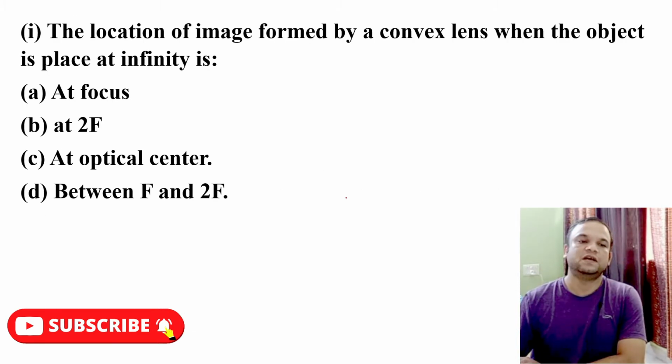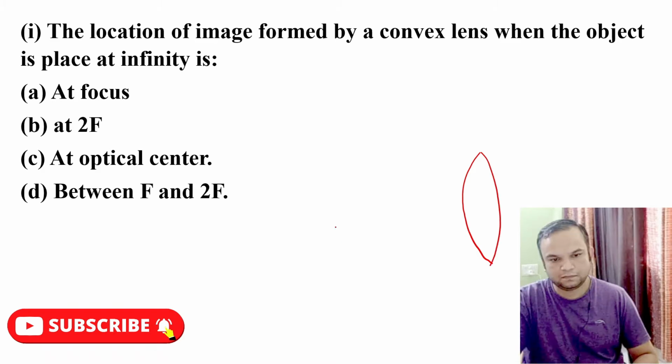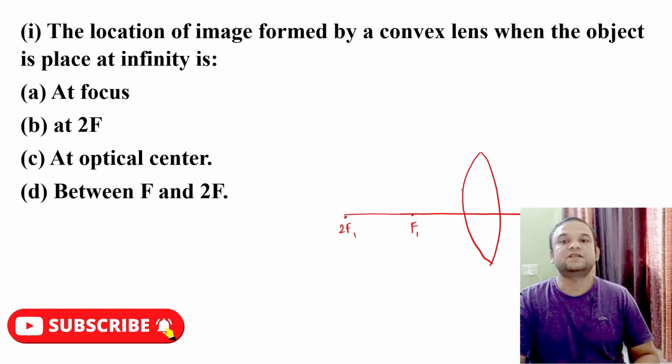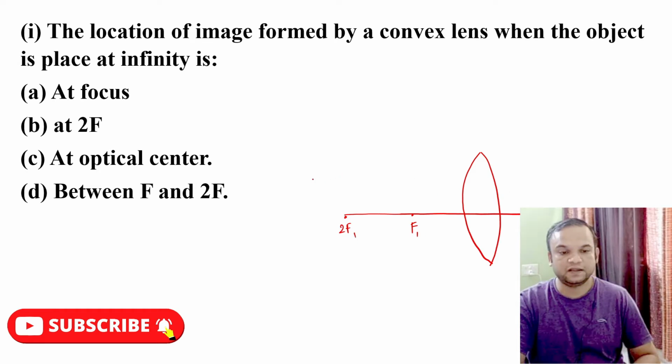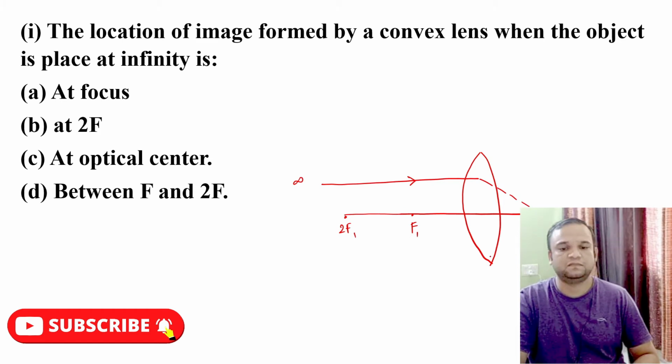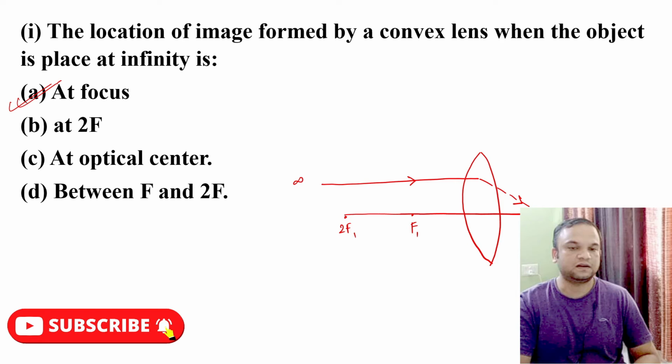The first question is, the location of the image formed by a convex lens when the object is placed at infinity is. So students, if this is a convex lens and the object is placed at infinity, then the image will definitely form at the focus. The light rays which are falling on this lens will pass on to the other side and they will pass through the focus of the lens. And that is why option A will be the correct answer for this question.